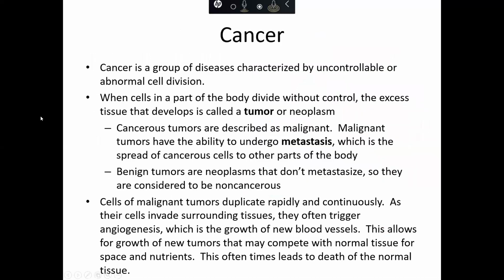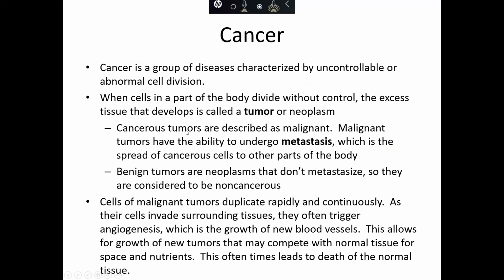Last thing I want to talk about, this relates to cell division, is cancer, which is a group of diseases characterized by uncontrollable or abnormal cell division, which means that cells are dividing, and that causes the formation of what's called a tumor or a neoplasm, same thing, which is just a cluster of cells that can be very detrimental to our health.